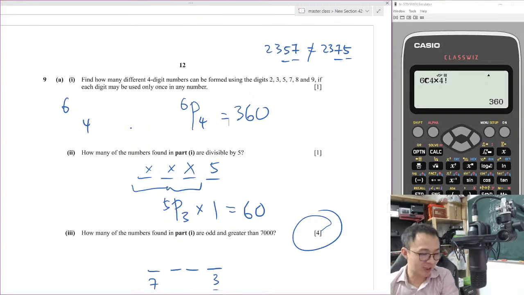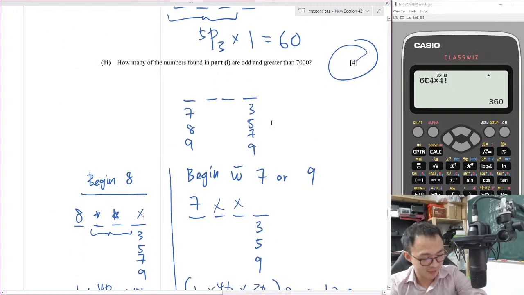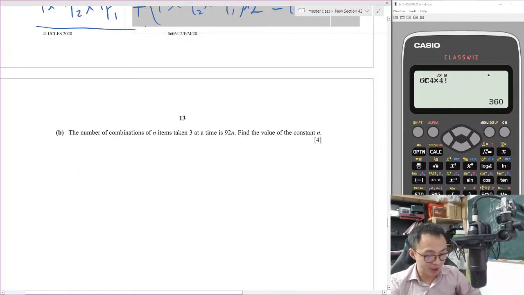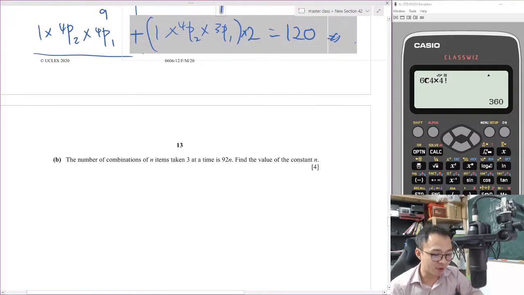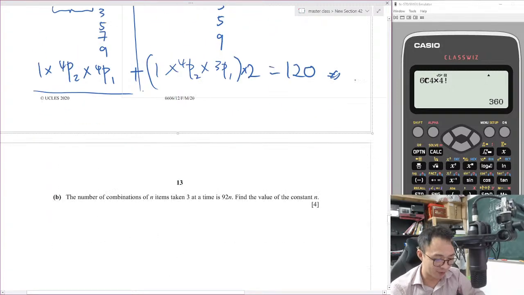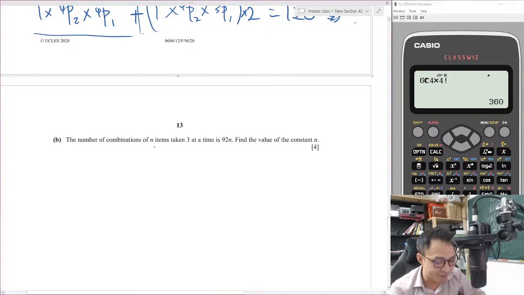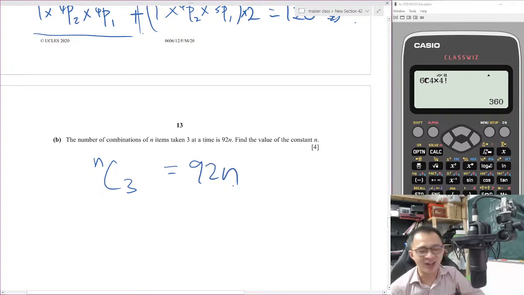So yeah, I will continue with the next question here. B. The number of combinations of n items taken 3 at a time is 92n. Find the value of the constant n. Alright, suddenly we have combination here. Basically, of your n items you want to take 3, so it's 92n. So yes, you need to find n here.